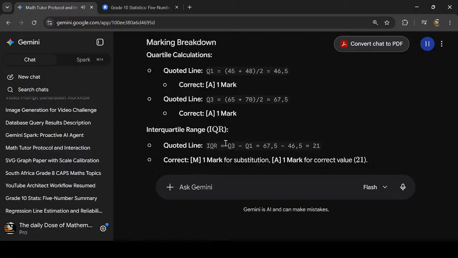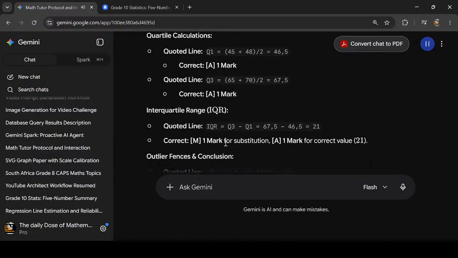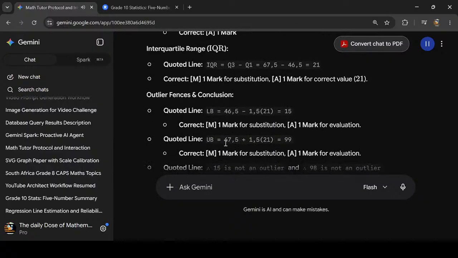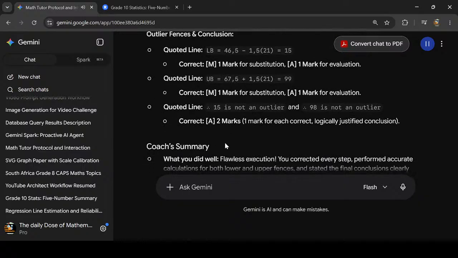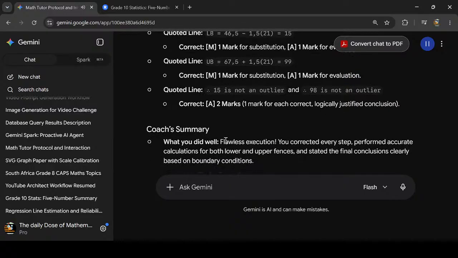Outlier fences and conclusion. LB equals 46.5 minus 1.5 times 21, equals 15. Correct. M, 1 mark for substitution. A, 1 mark for evaluation. UB equals 67.5 plus 1.5 times 21, equals 99. Correct. M, 1 mark for substitution. A, 1 mark for evaluation.